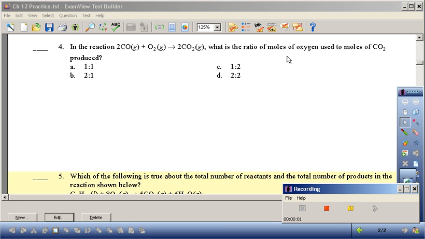What is the ratio of moles of oxygen to moles of CO2? Well, an equation is just a mole ratio. So this is telling me that for my moles of oxygen, there's a 1 in front of here, there's no number, so it's just 1. And CO2, there's a 2 in front of there, so my ratio is 1 to 2. So my answer would be letter C. That's a 1 to 2 ratio.